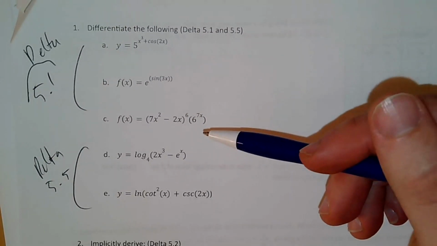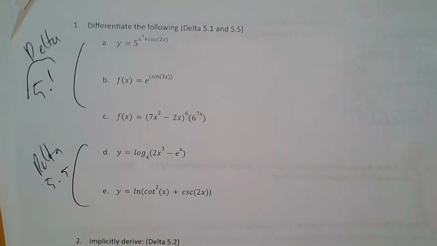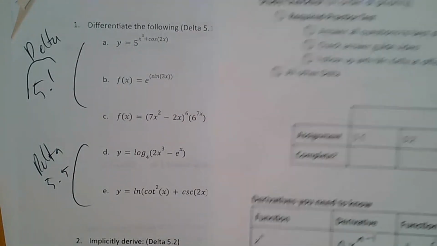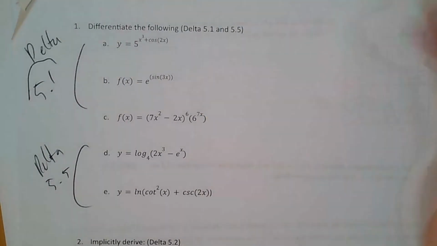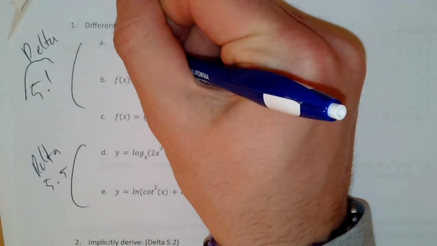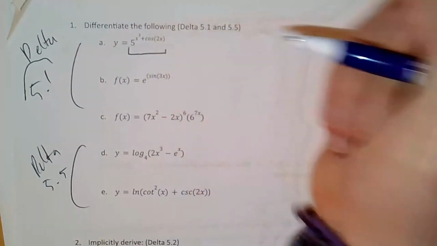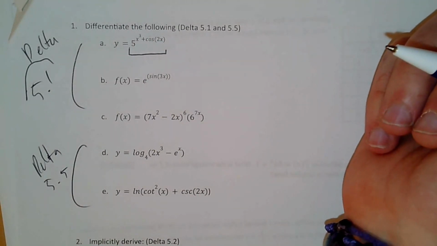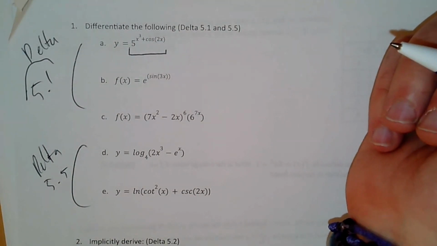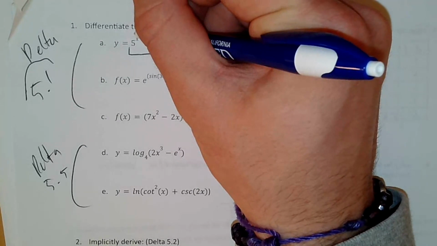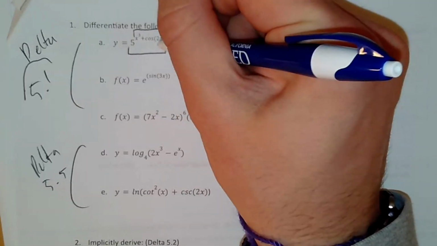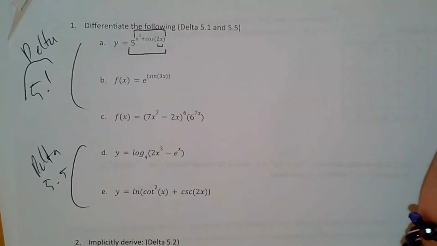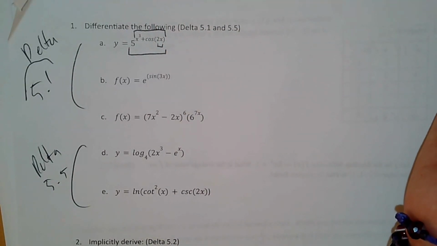So first one, 5 to the x cubed plus cosine 2x. I have my note sheet next to me just so I can refer to it. I know this is a chain rule situation where we have an outside function, which is that a to the x function. Then up here I have my middle function, and that 2x right here is my inner function. So this is a triple chain rule.